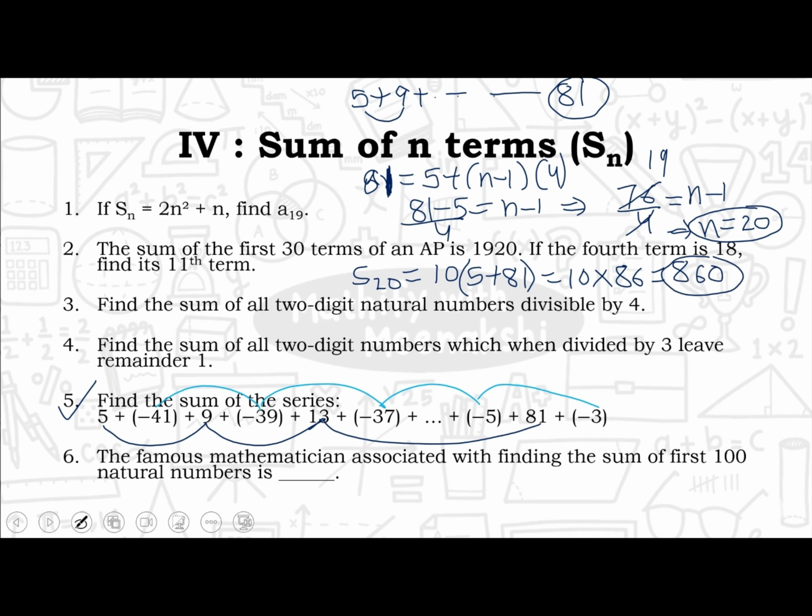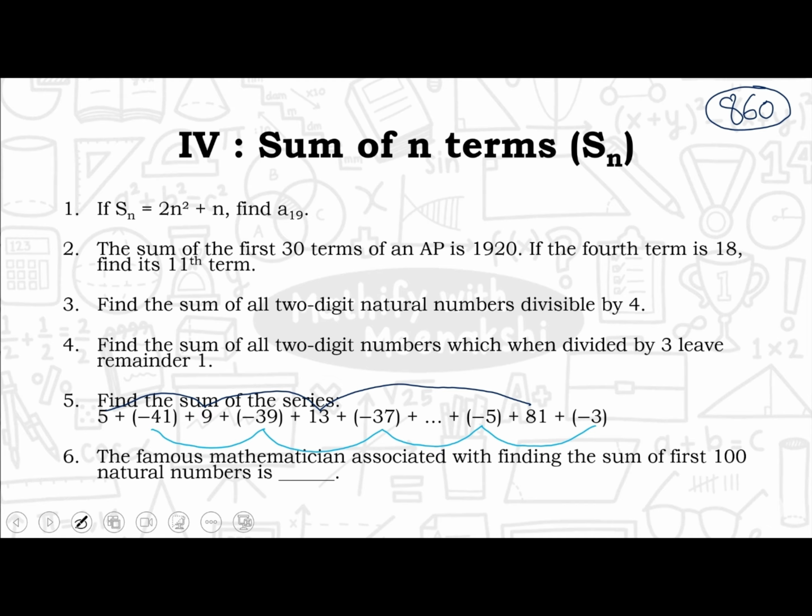But we have to find the sum for negative ones too. So I'm writing at this corner 860. The rest I will erase. So now we'll find the sum for the negative AP. So let's write that minus 41, minus 39, minus 37 and so on till minus 3. So here again we'll use the formula of an to find n first. So an is minus 3, equal to a plus n minus 1 d.